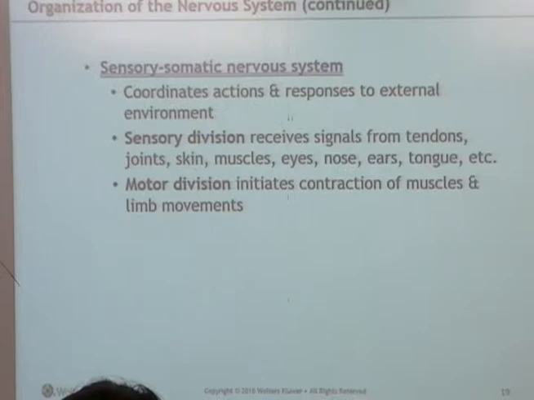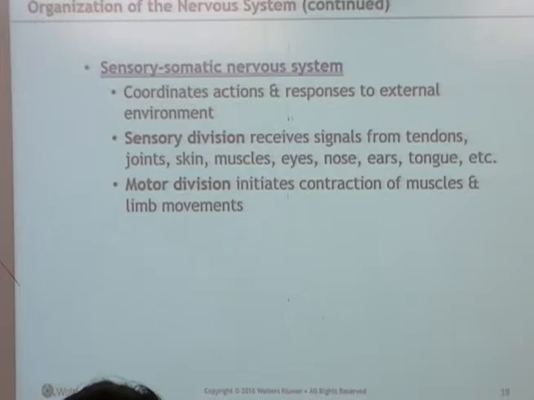Okay, so the autonomic system is controlling all these subconscious functions that maintain the body. And the sensory somatic nervous system organizes the response to the external environment. So this is our sensory nerves and our motor nerves.